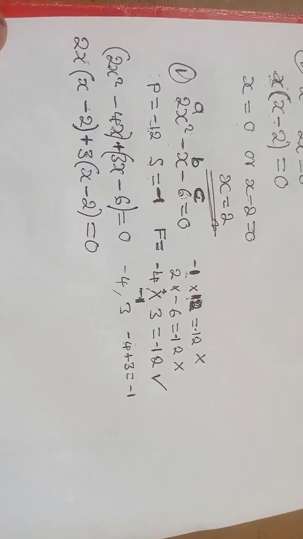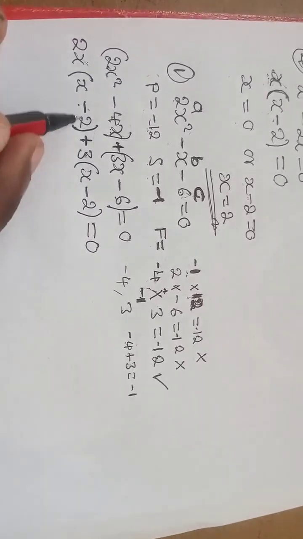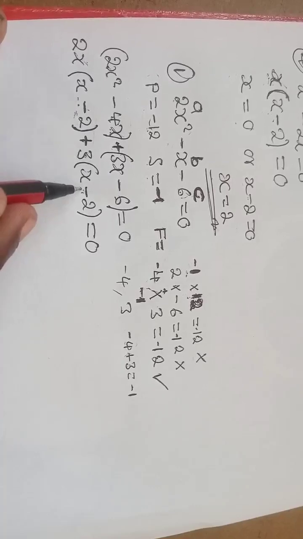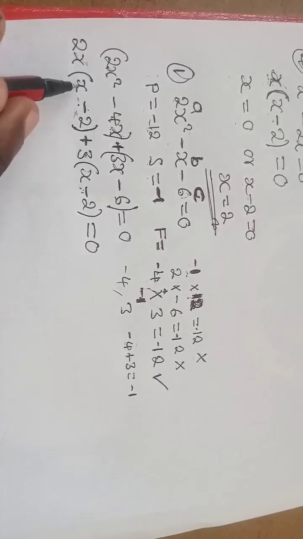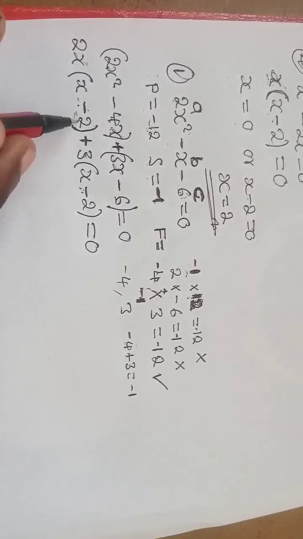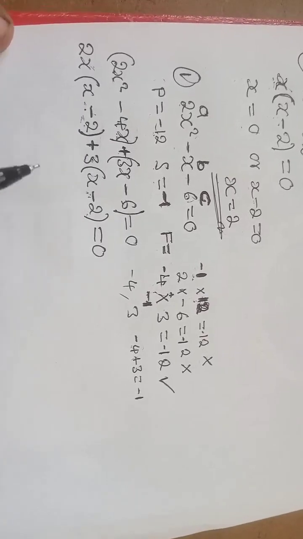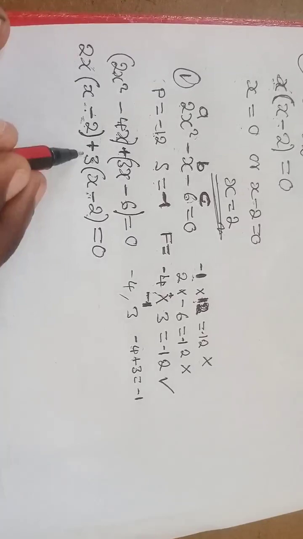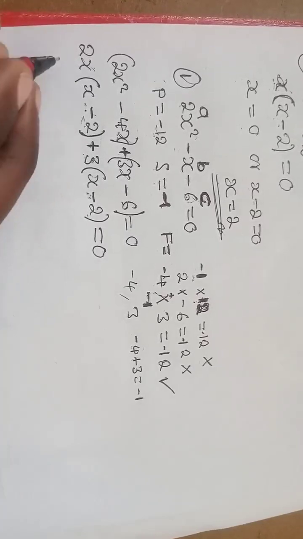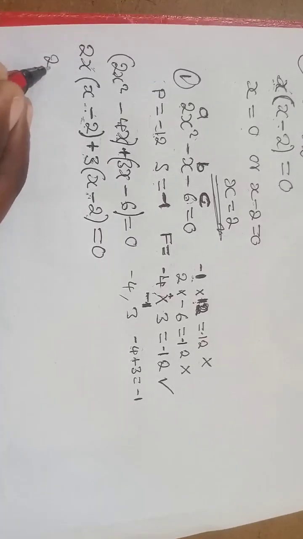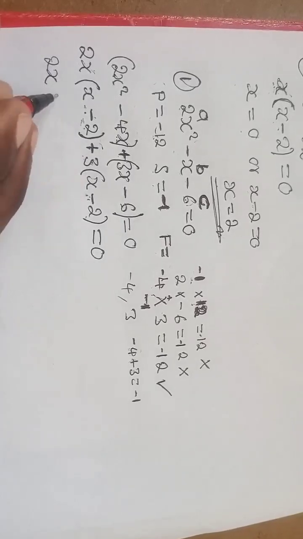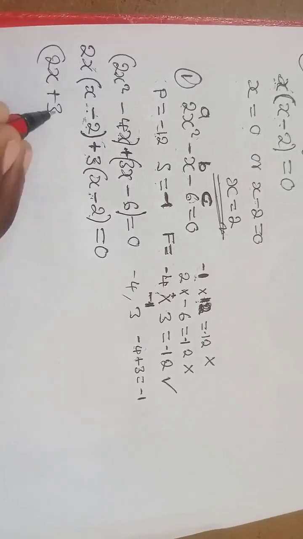So for you to know that you found the correct answer, these two which are in the brackets must be the same. You've seen there's x minus 2, x minus 2, like that. So from here you get those that are outside the bracket. Outside the bracket, this side we have 2x, and this side we have +3, like that.